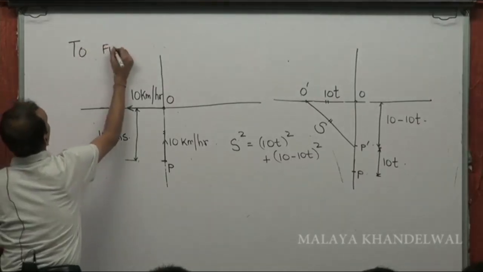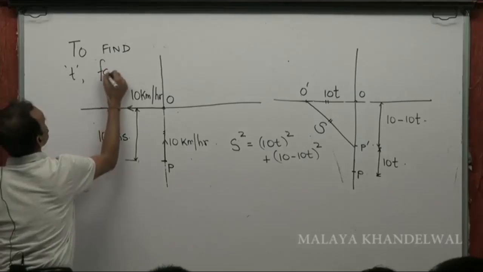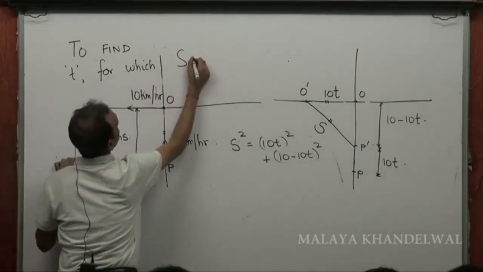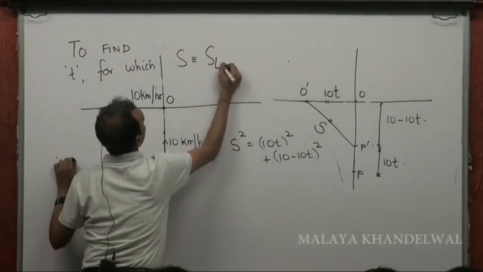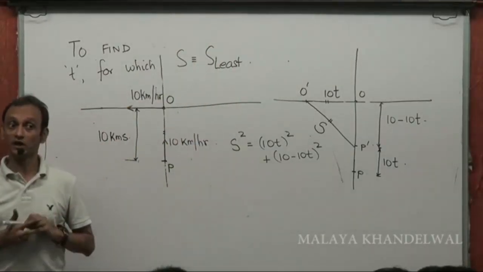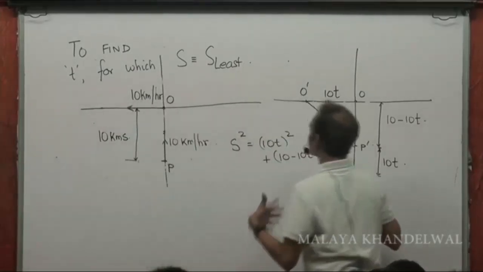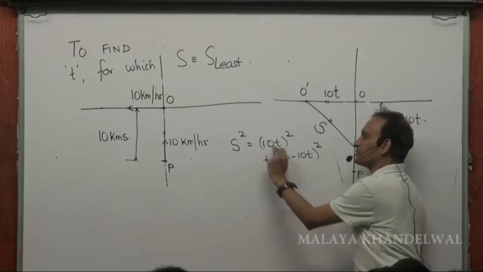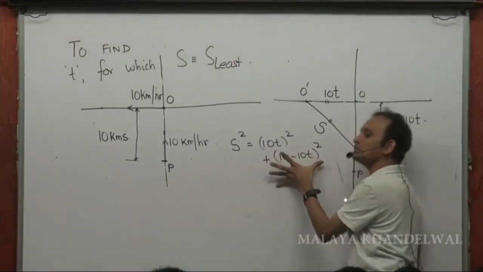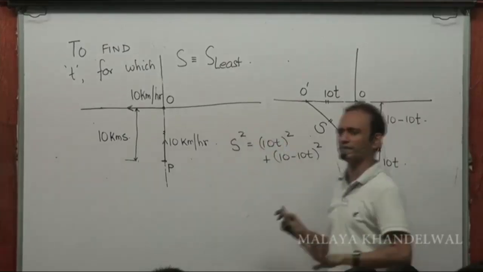To find t for which S is least, the separation between the two particles is the least it could be. Clear? Now, one thing: I could use algebraic manipulation here and find t, or use calculus and find t for which S square is the least, but I will not do all that.